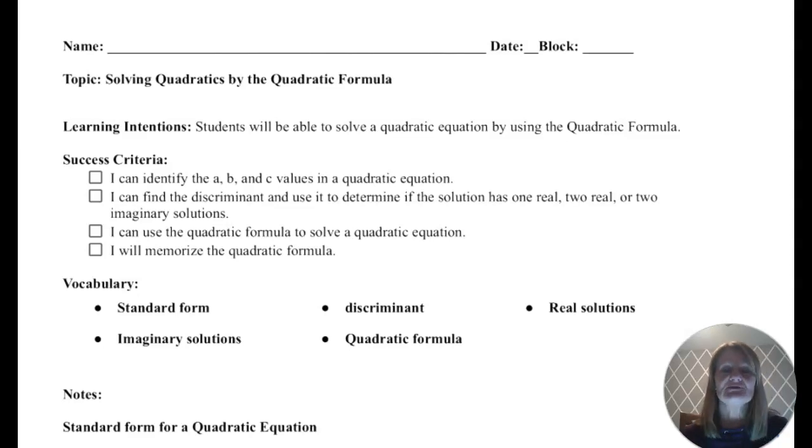So the vocabulary words we're going to be talking about are: what is standard form, what is the discriminant, what are real solutions and imaginary solutions, how do I know the difference between the two, and what is the quadratic formula. Now this is going to be a two-part video. In the first part we're going to talk about the discriminant, and then in the second part we're actually going to run through some quadratic formulas for you. So let's go ahead and get started on this one.